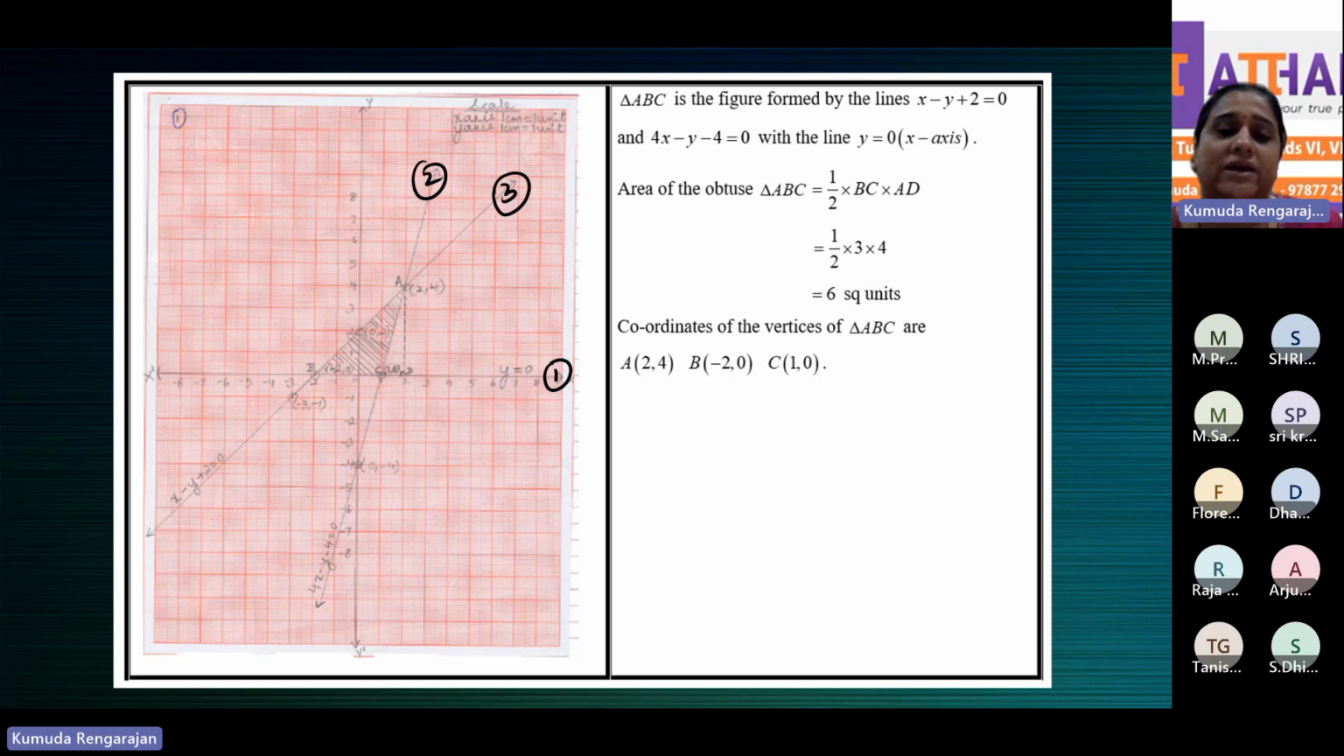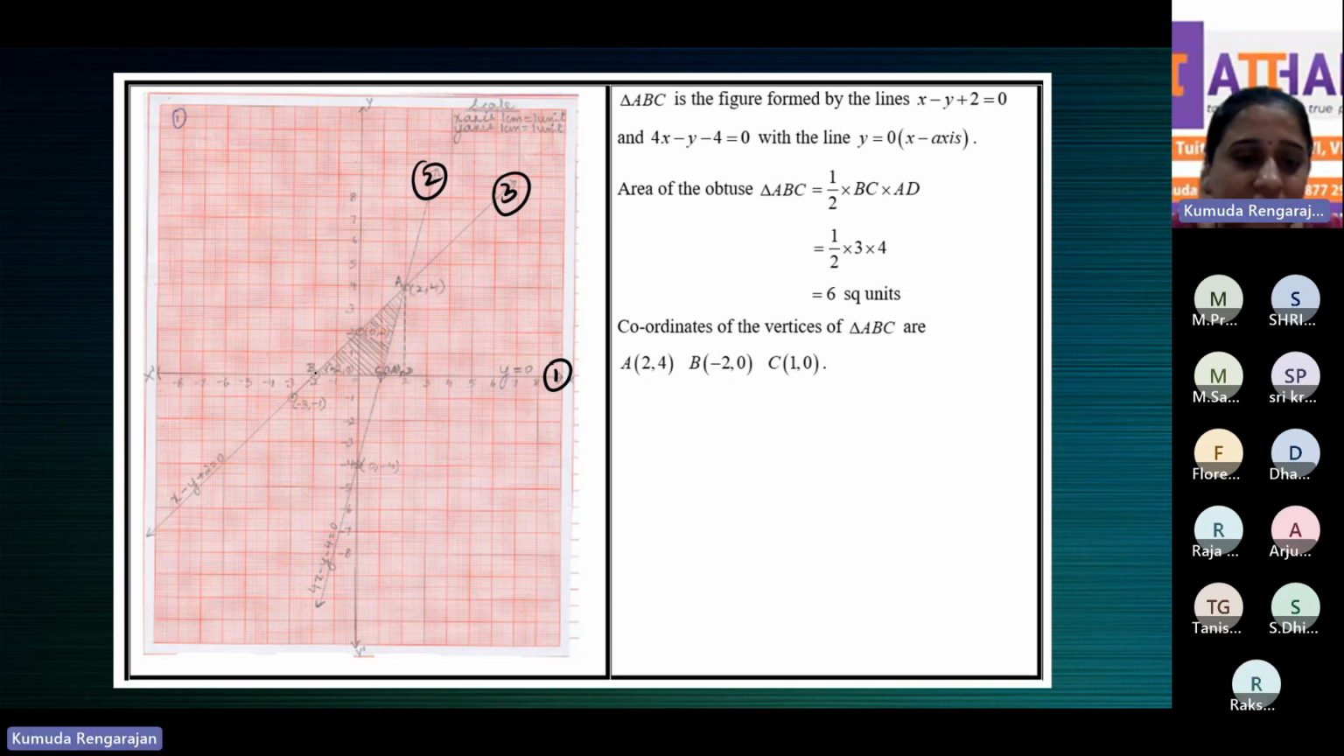Now, how to identify the triangle? From line 1, take a segment of line 1. That is one side of the triangle. Then take a segment of line 2. That is the second side. And again, take a segment of line 3, a small piece of line 3. So see here, this is a segment of line 1. This is a segment of line 3. And this is a segment of line 2. And that's the triangle bounded by the two lines and the x-axis.